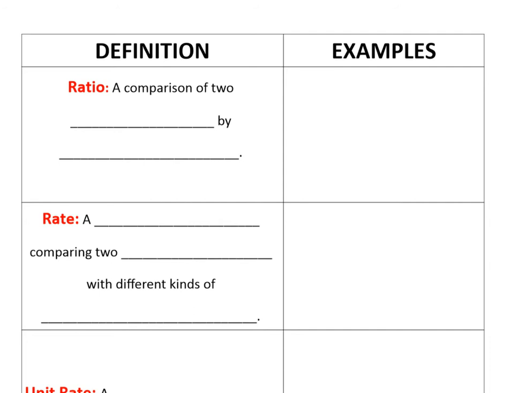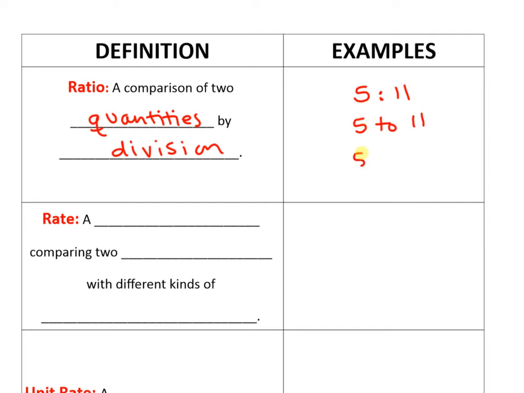So the first definition is ratio. You might remember this from last time, but a ratio is a comparison of two quantities by division. And you'll remember that there were three ways to write a ratio. So you could write it 5:11, 5:11, or 5/11. Also remember that the important thing with ratios is that they are always as simplified as possible.